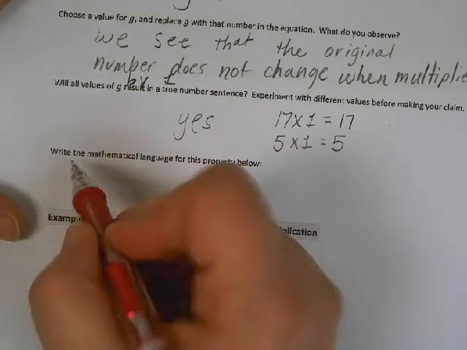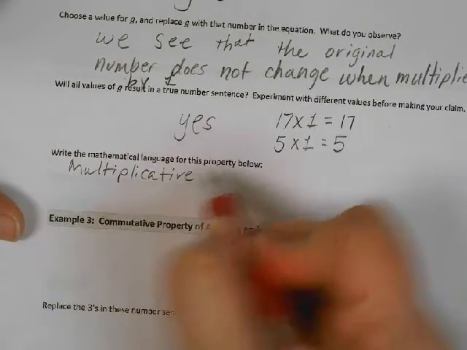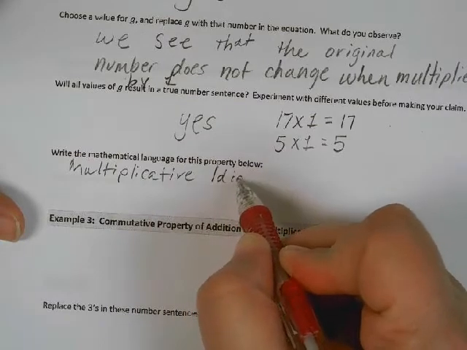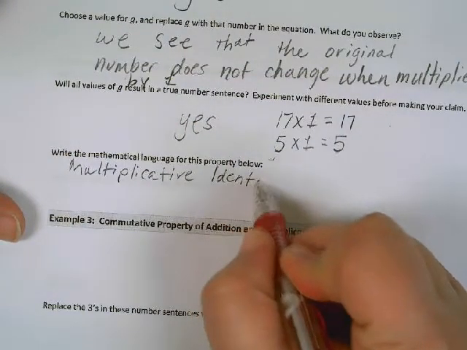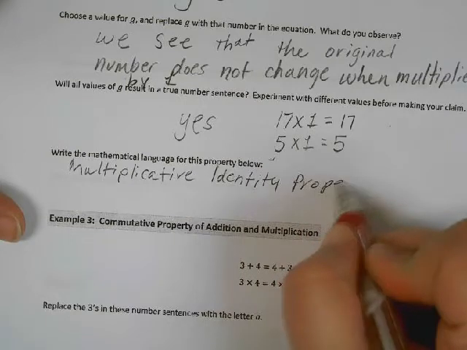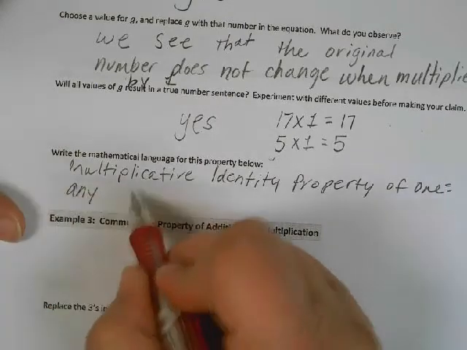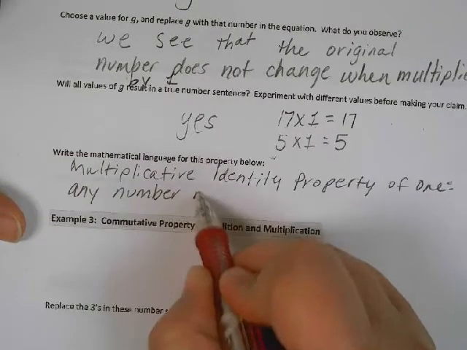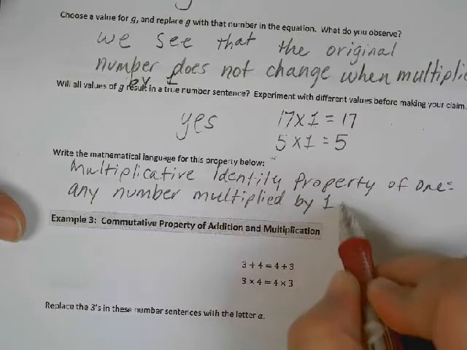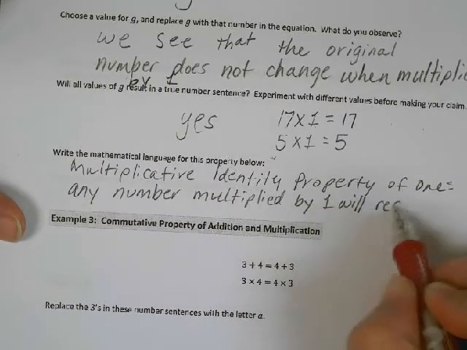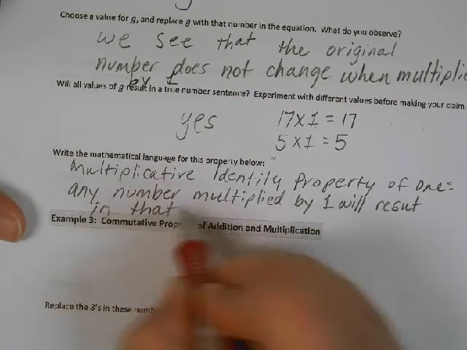Write the mathematical language. Remember, this is the multiplicative identity property of 1, and it states that any number multiplied by 1 will result in that number.